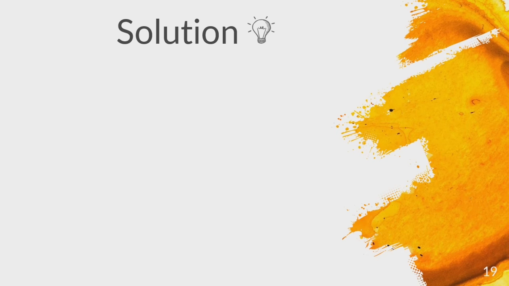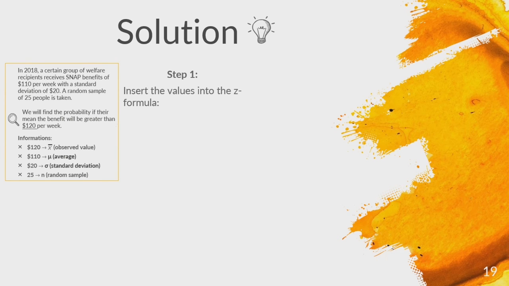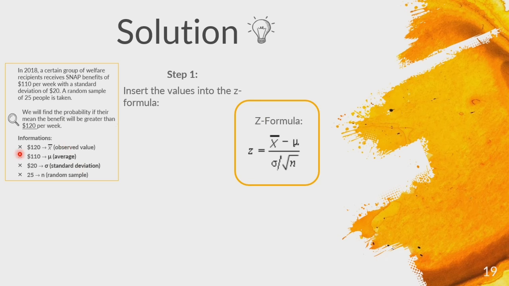Now let us see how the solution is going to be. I'm going to be using a pointer so you can catch easily what I mean. Step one, insert the values into the z formula. Based on the information, we get 120 as the x-bar or observed value, 110 as mu or average of population, $20 as population standard deviation, and 25 as n or random sample. So it is going to be like this: z-score equals, in parentheses, 120 subtracted by 110, divided by, in parentheses, 20 divided by square root of 25, then 10 divided by 20 divided by 5, then 10 divided by 4, which is 2.5.